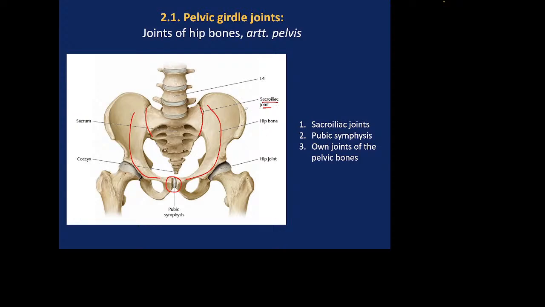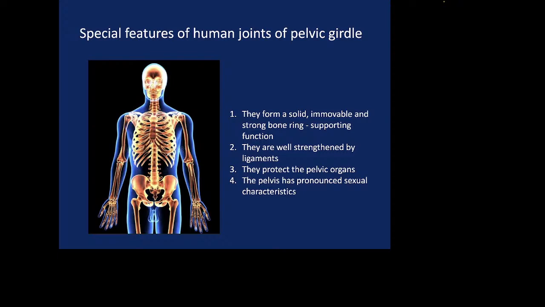As I said before, that is a fixed, rigid construction, which usually has no range of movement. We distinguish two large joints here. The first one is the sacroiliac joints, then the pubic symphysis, and also the joints of the pelvic bones. Let's see these joints in detail later. A special feature of the joints of the pelvic girdle is that they form solid, immovable, strong bonds because it is a bone ring.